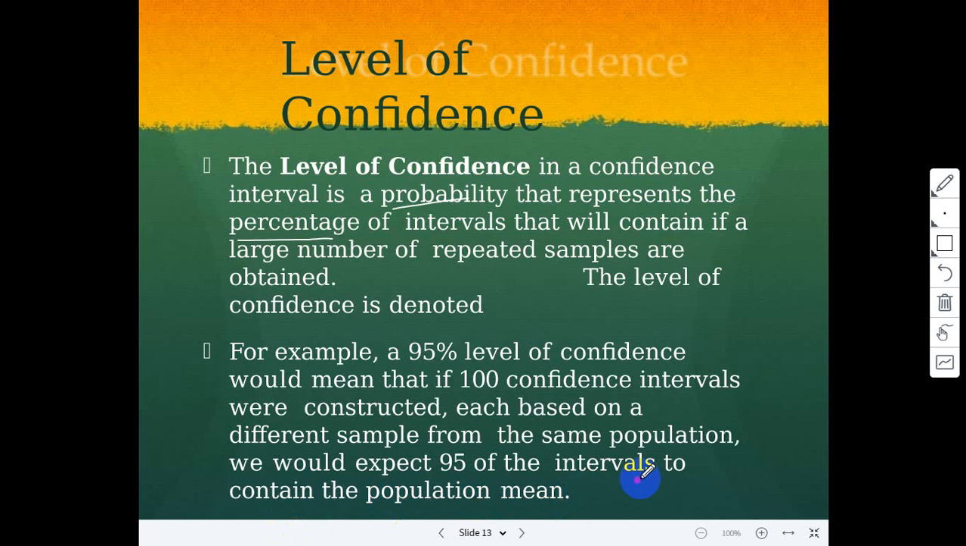So that is called the level of confidence. The level of confidence is a percentage, the same as I explained in the previous slides. The level of confidence is denoted when we represent the probability by using a percentage.